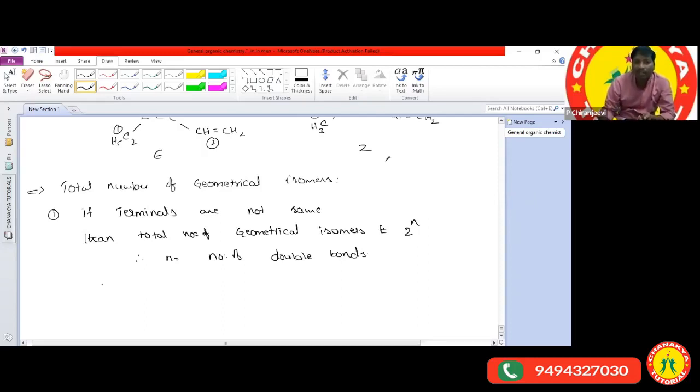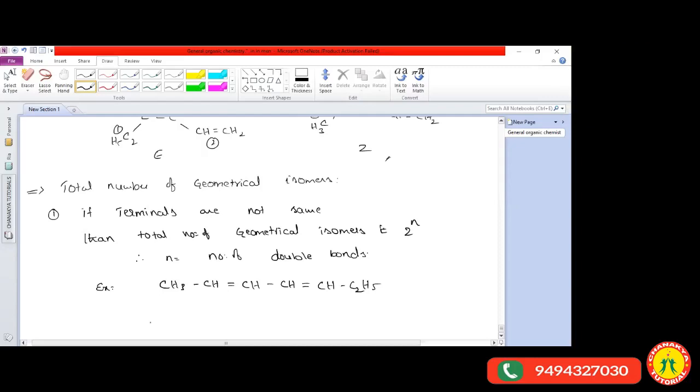Now we will see one example. For example, suppose they had given CH3-CH=CH-CH=CH-CH=CH-C2H5. This is the example they had given. How can we calculate the total number of geometrical isomers exhibited by the given compound, Anjan?